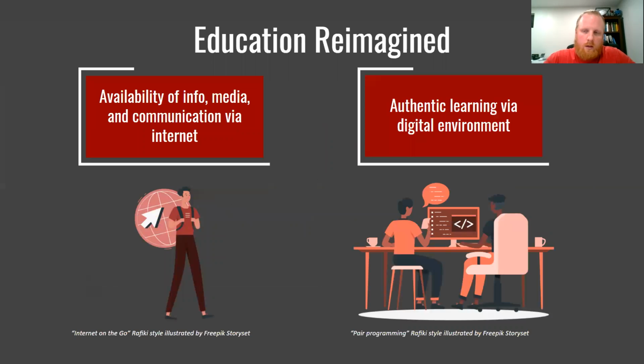Now, with the environment itself, there's a huge changeover between industrial age education and information age education. A big part of that is going to be the availability of things like information, media, and communication through the internet. And as we see this, we're going to find that as more and more people work, such as this call on Zoom, the authentic learning environment, and really a digital learning environment, is going to be key and paramount to students and how they learn.